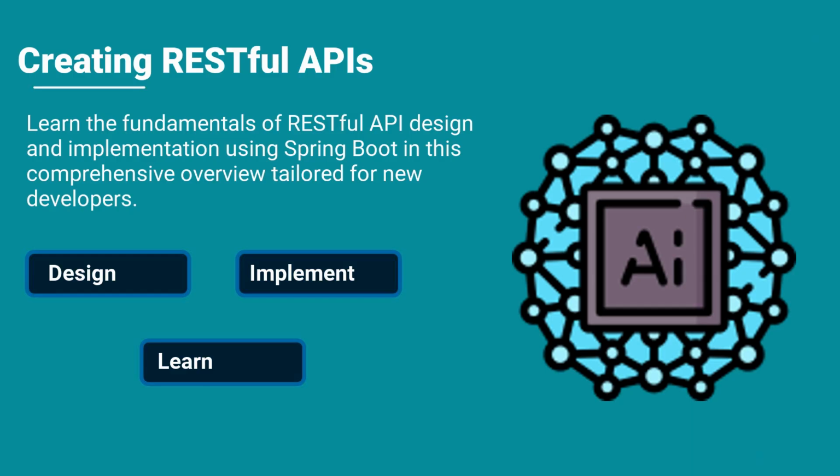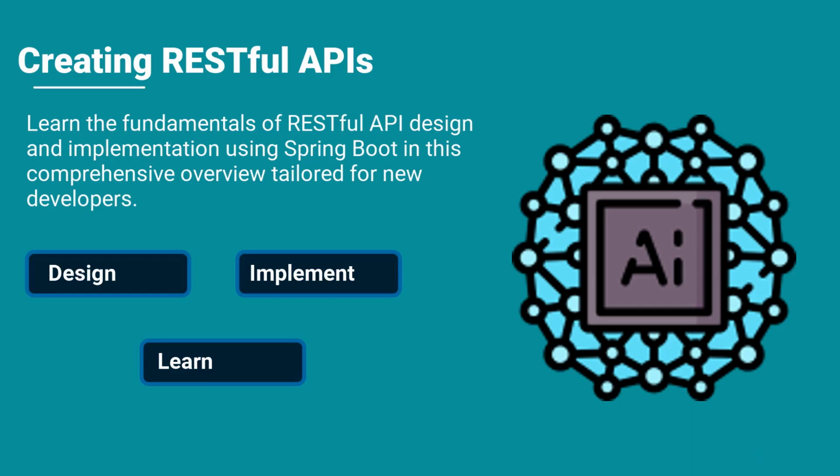Once we've mapped out our resources, we can move on to defining the endpoints for our API. Each endpoint corresponds to a resource action. For example, to get all books, you'd use a GET request at the /books endpoint. Similarly, to add a new book, you would send a POST request to the same endpoint. Okay, now let's talk about how to implement this using Spring Boot.